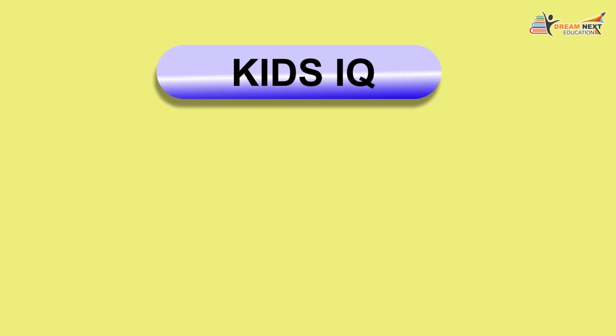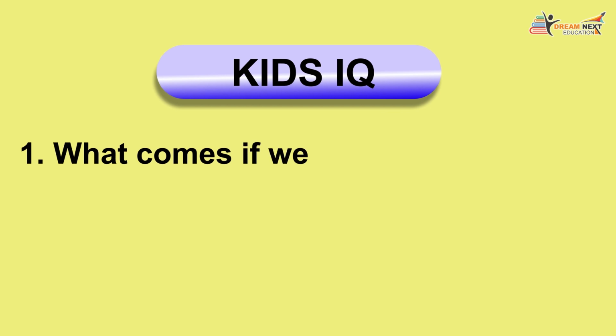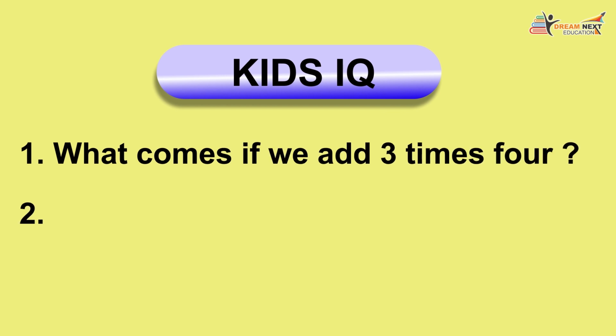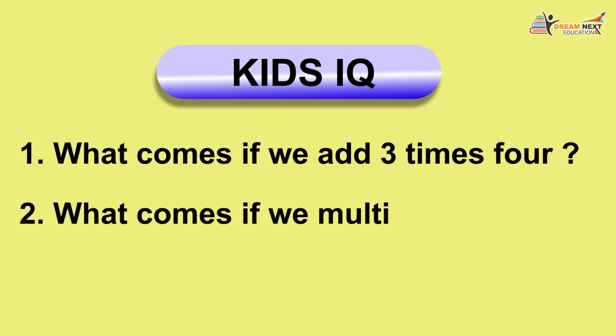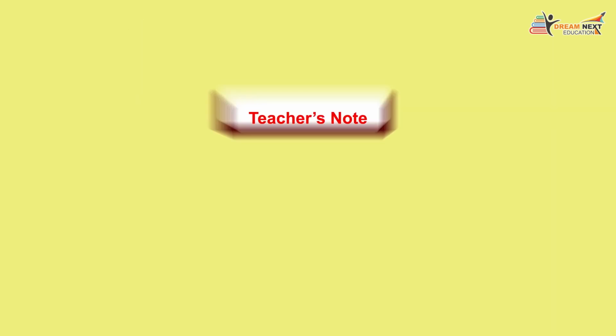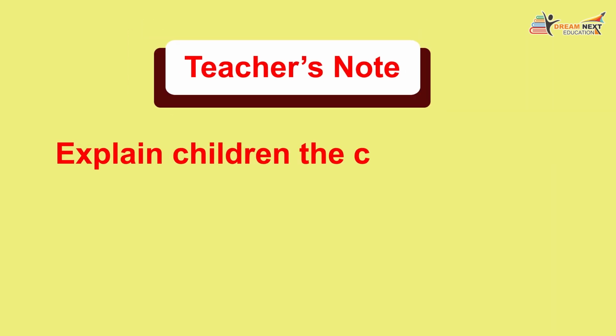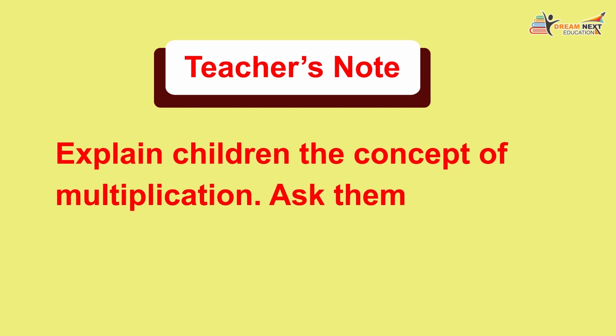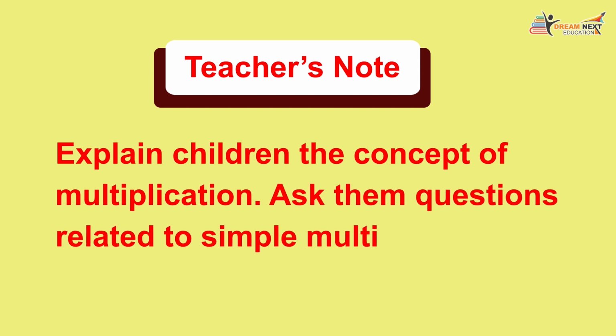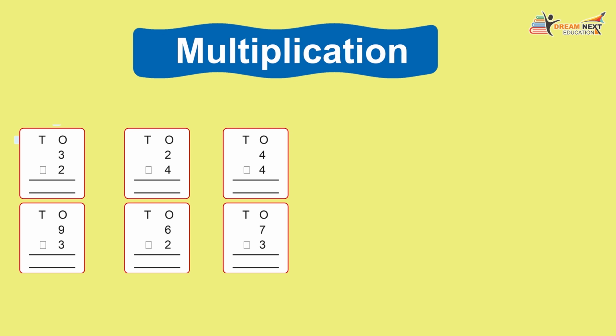Multiplication. Kids IQ. 1. What comes if we add 3 times 4? 2. What comes if we multiply 5 with 4? Teachers, note. Explain children the concept of multiplication. Ask them question related to simple multiplication sum.